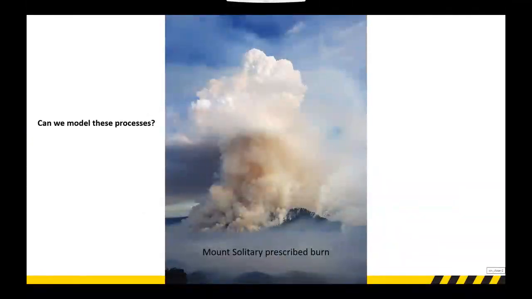Okay. What I've got on the screen now is a photograph of a prescribed burn, a fuel reduction burn, which was done at Mount Solitary in New South Wales. The question really is, can we model the three-dimensional interactions between fire and the atmosphere that you can see in this photograph? Because a fire releases energy, and that energy release actually changes the surrounding atmosphere. Without a fire in the photograph, you're not going to have any cloud there, you're not going to have the smoke, and you're going to have a different wind regime.